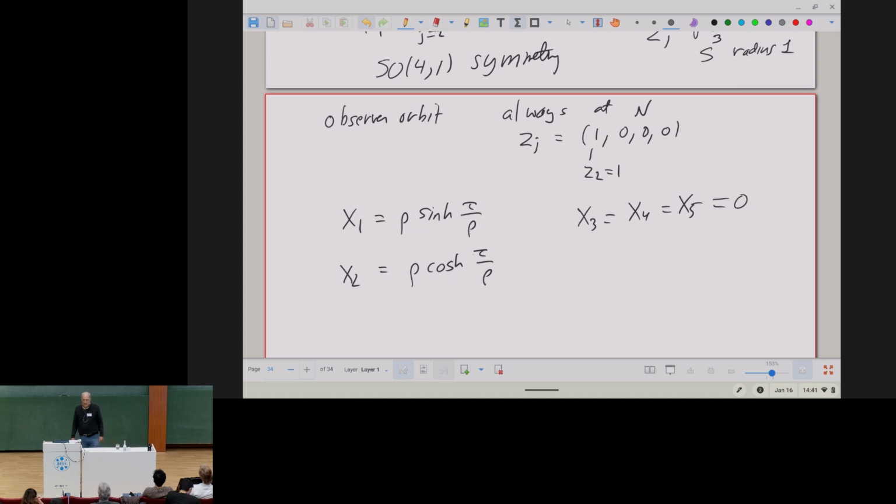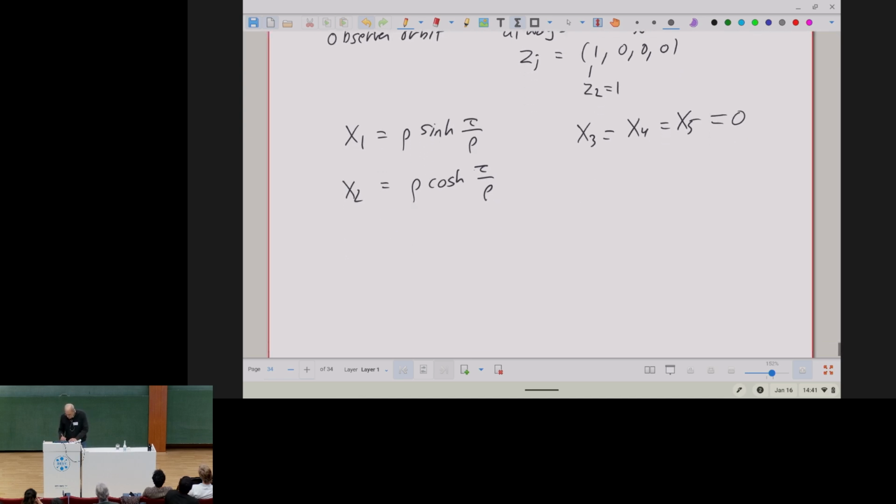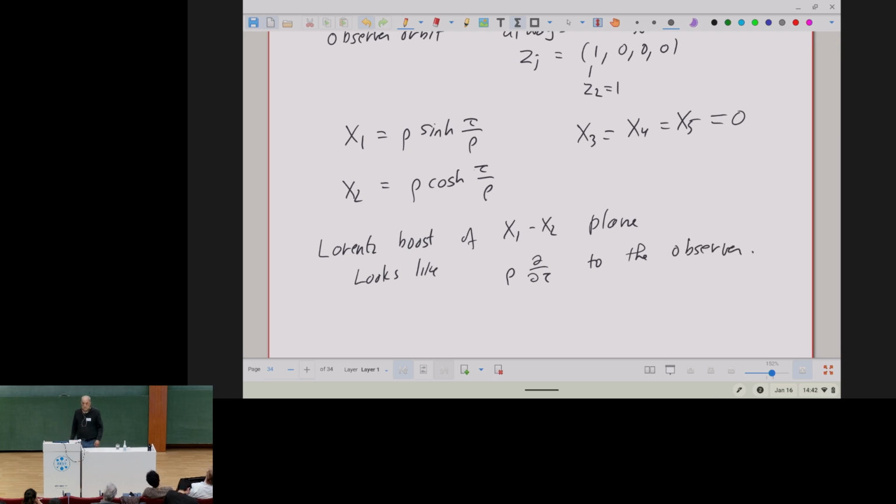And I hope you all recognize having seen these very similar formulas before, because we had them for the uniformly accelerated observer in Rindler space. So now we see that a Lorentz boost of the x1, x2 plane looks like rho d by d tau to the observer. And the formula is the same as Rindler space, but the interpretation is quite different. The observer is now sitting at rest in a geodesic.